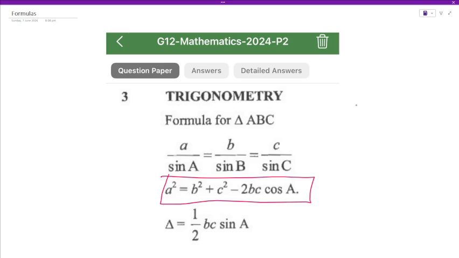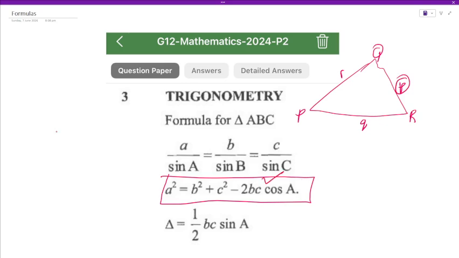So let's say, for example, you have a triangle PQR. According to the triangle notation, this one becomes R. I'm sure by now you know what I'm doing. This one becomes P. This one becomes Q. Let's say you are asked to find P. How are you then going to form this formula according to this?